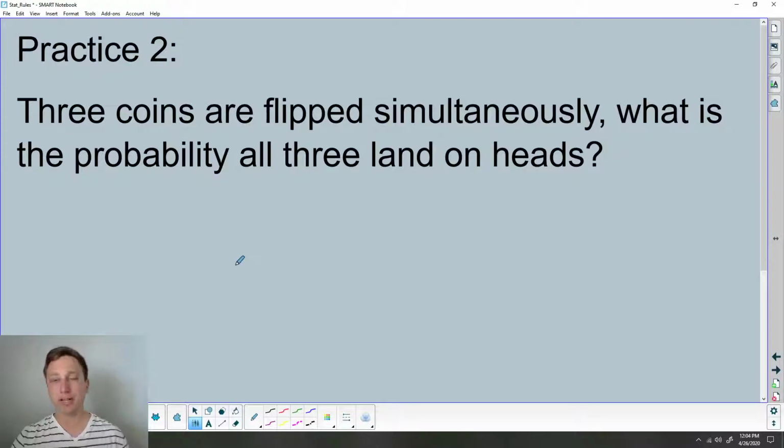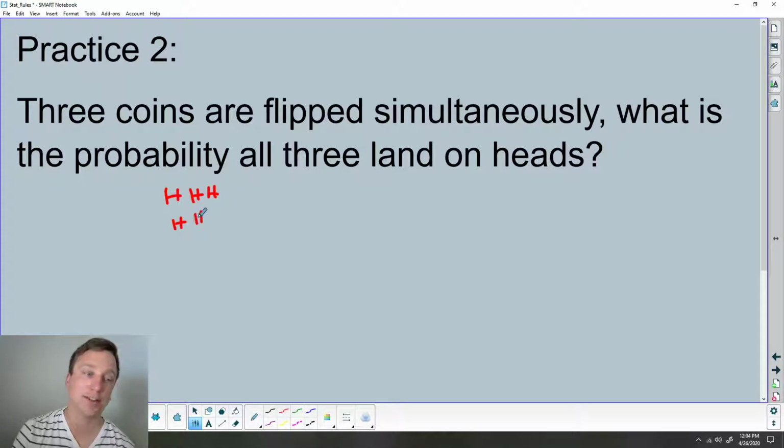If I flip 3 coins simultaneously, what's the probability that all 3 land on heads? If we were to do this with a sample space diagram, I would have to start writing out, well, I want heads, heads, heads. I can have heads, heads, tails. This is the outcome I want. And then I could also have heads, tails, tails. This starts to get messy.